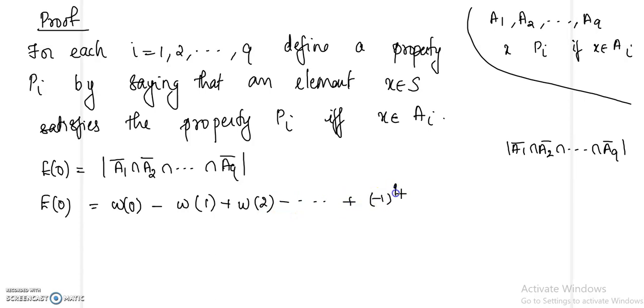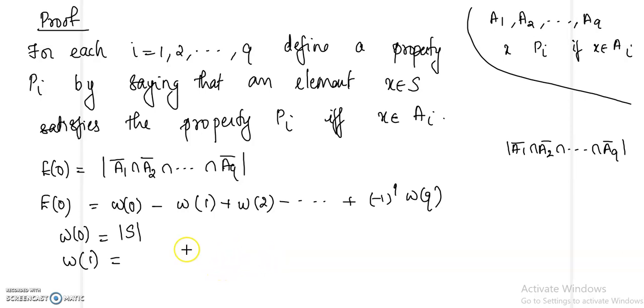is (-1)^q ω(q). So ω(0), by definition, that's how we have defined ω(0), is the cardinality of S. Now ω(1) is the number of elements which satisfy exactly one property.